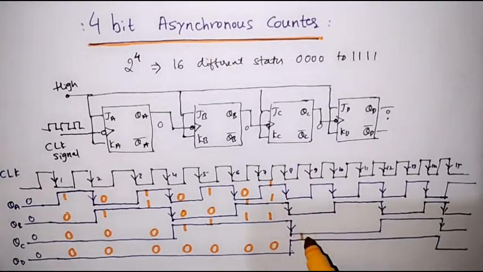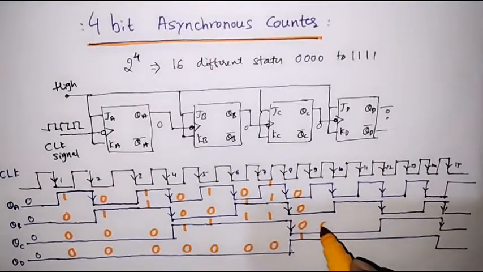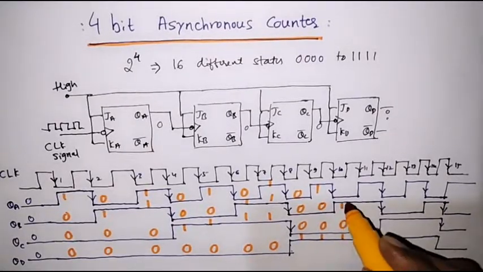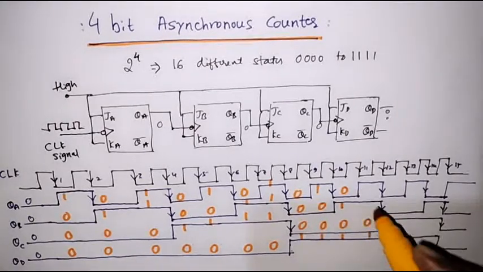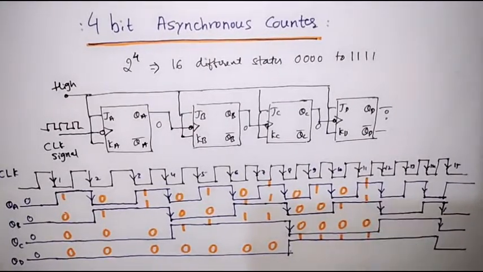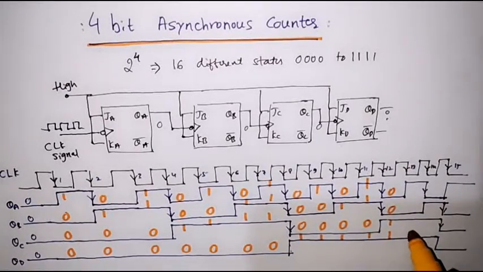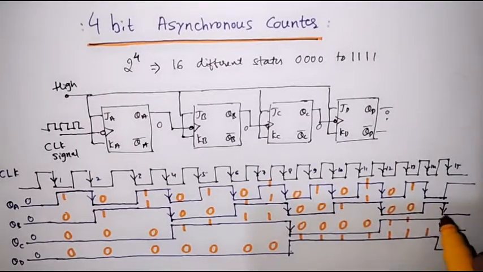At 8 it is 1 0 0 0. At 9 it is 1 0 0 1. At 10 it is 1 0 1 0. At 11 it is 1 0 1 1. At 12 it is 1 1 0 0. At 13 it is 1 1 0 1. At 14 it is 1 1 1 0.